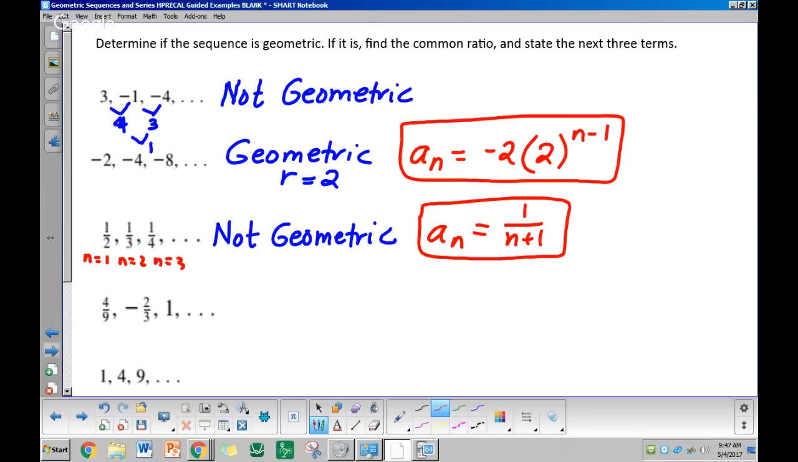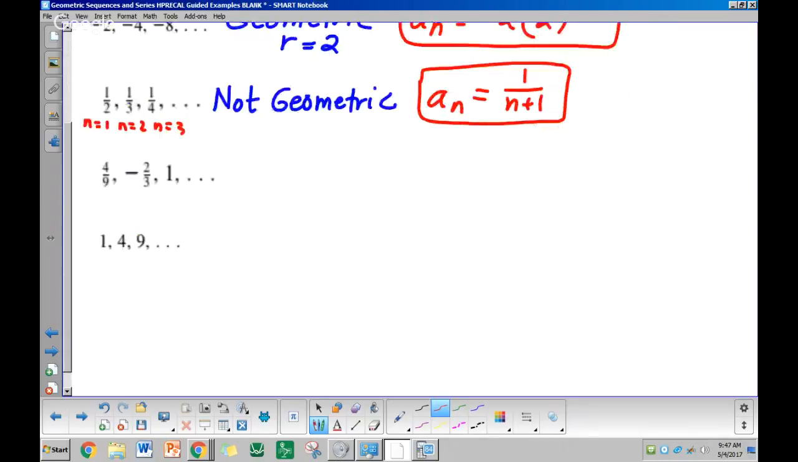But it's not arithmetic itself, right? Because 1/3 minus 1/2 is certainly not equal to 1/4 minus 1/3, right? So it's not arithmetic either. But it doesn't mean we can't spot the pattern. All right, what about this next one?